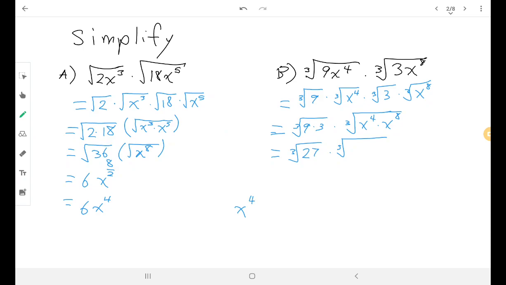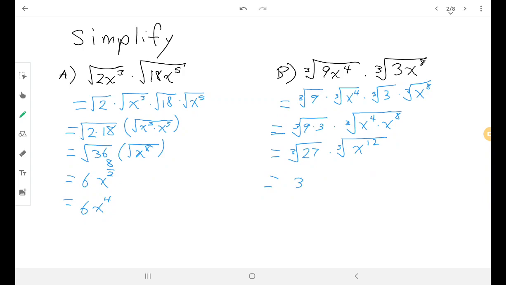And remember again, if I'm doing the same base, I add the exponents. So 4 plus 8 is 12. So this will be x to the 12th power. And the cube root of 27, so that asks the question, what number did I cube to get 27? And the answer is 3. 3 cubed is 27. You can also see that here. 9 is 3 times 3, so you have 3 times 3 times 3. That is 3 of them. So 3 cubed.